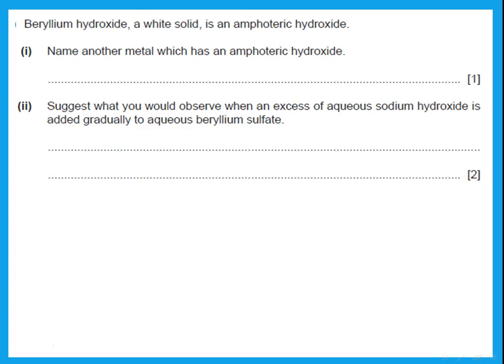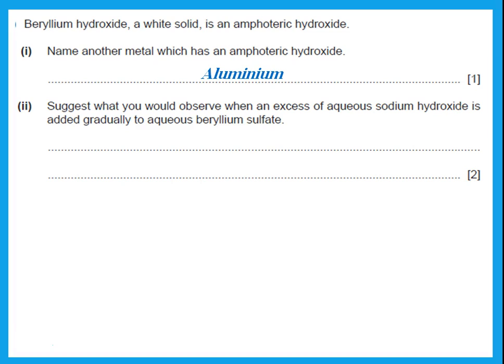Beryllium hydroxide, a white solid, is an amphoteric hydroxide. Name another metal which has an amphoteric hydroxide. Remember, which ones do we have in the syllabus that are amphoteric? Aluminium, zinc, or lead. So you can write any one of them. Aluminium, he says, name the metal that has an amphoteric hydroxide. So either aluminium or zinc or lead.